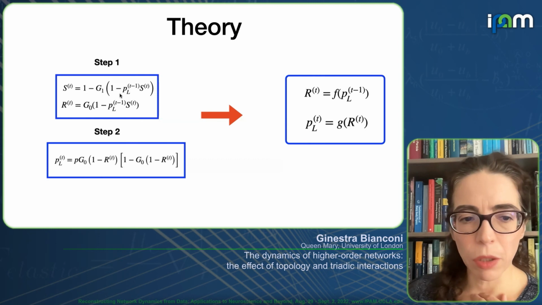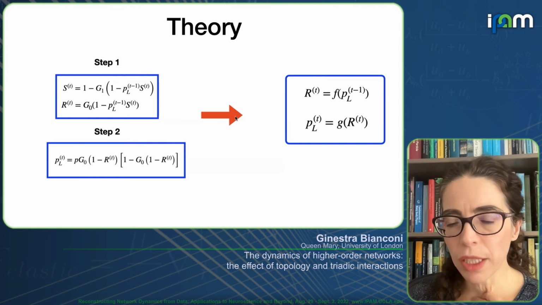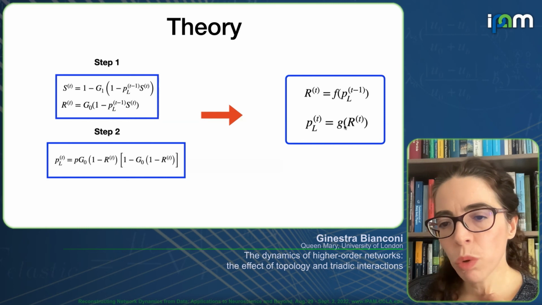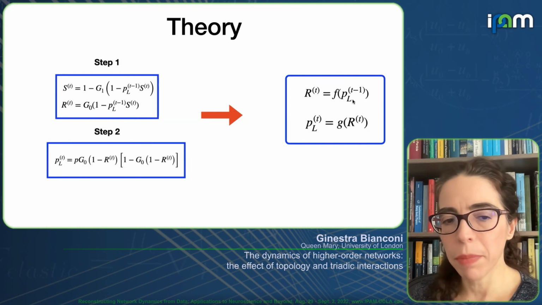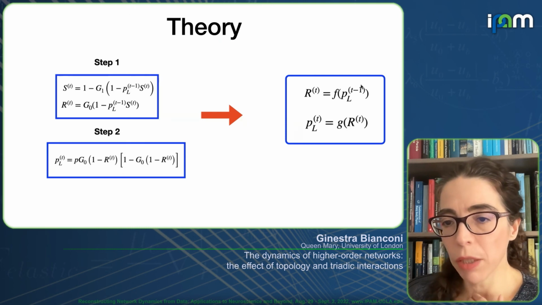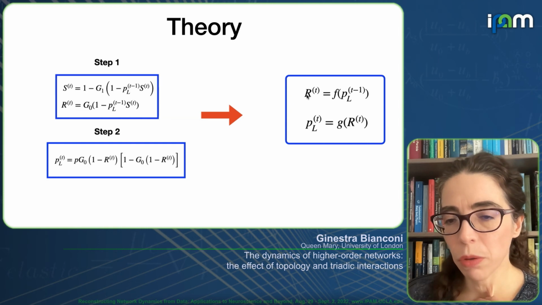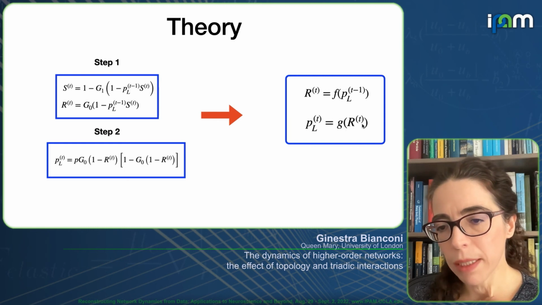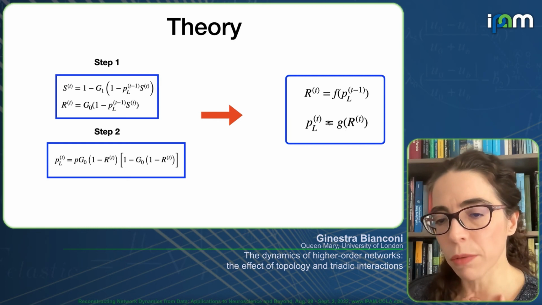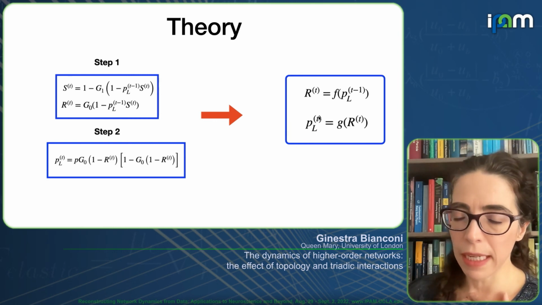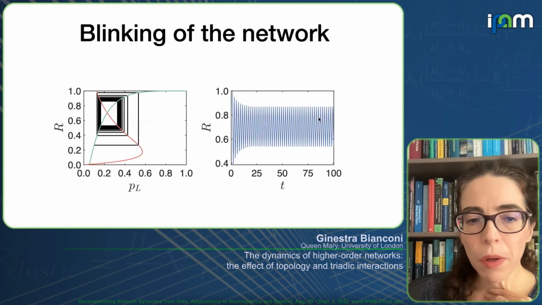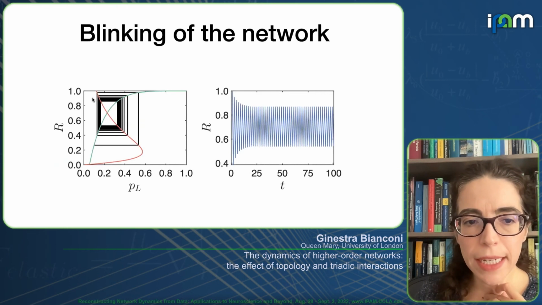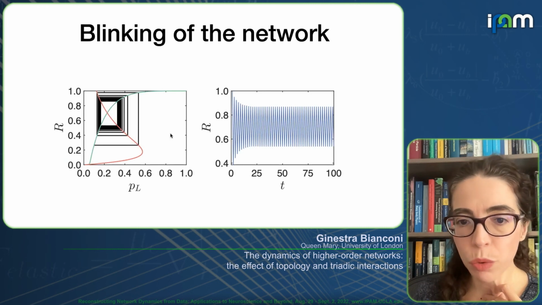So these are the equations for percolation. This is the equation for regulation. And these are like two maps, one in which, given the probability that you retain a link at time t minus 1, you calculate the probability that a node is in the giant component at time t. And the other equation is that given the probability that the node is in the giant component at time t, you calculate the probability that the links are retained. So when you study these maps, you see that indeed you can observe this period 2 oscillation.